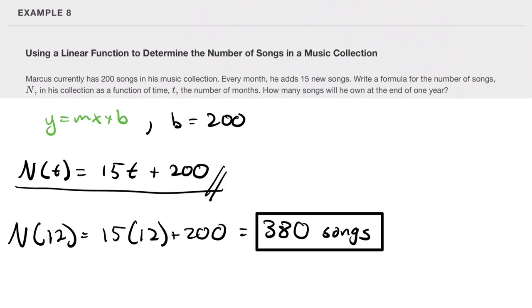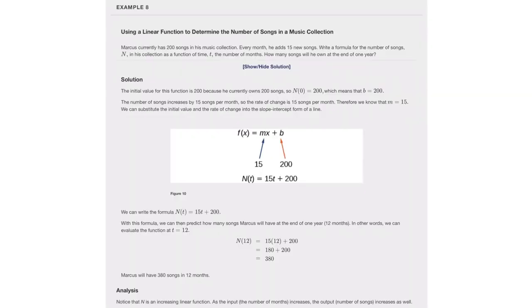Okay, so that's what we got when we did it. Let's see. Okay, so it looks like they did something similar. So if we have our y equals mx plus b, he's starting with 200 songs and they grow by 15 songs every month. So that's our slope. I think we got the same function, and they got the 380, like we got after 12 months. We got the same thing.